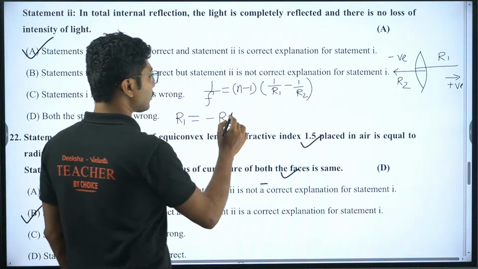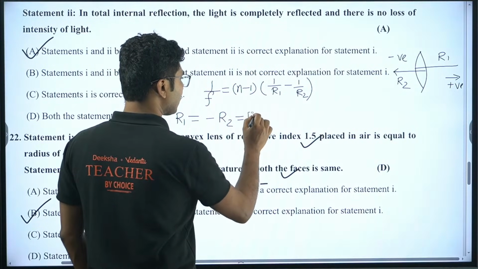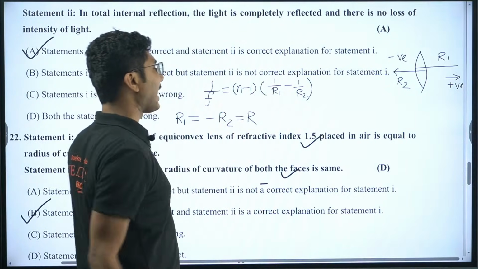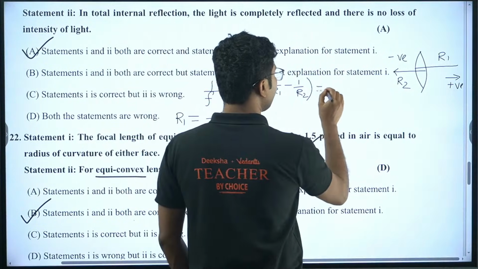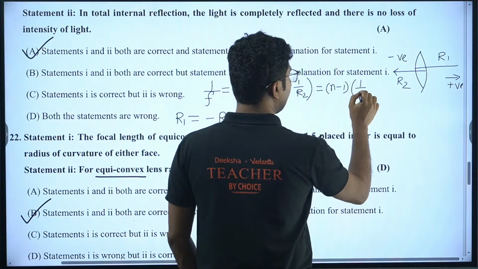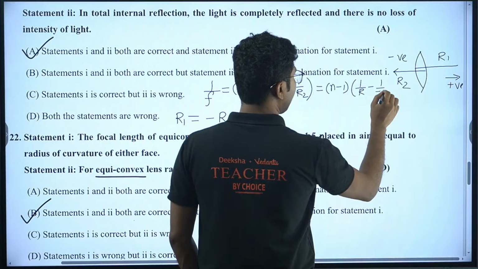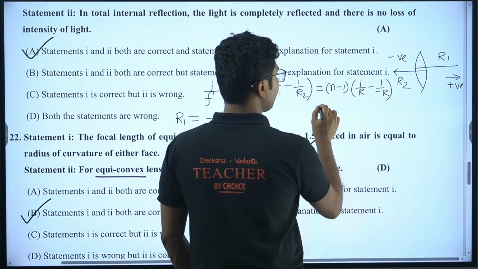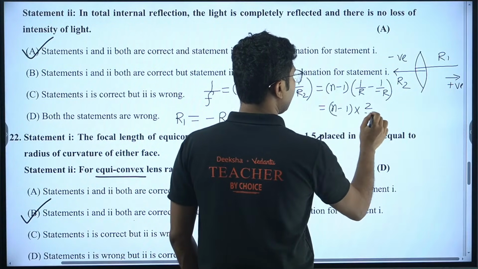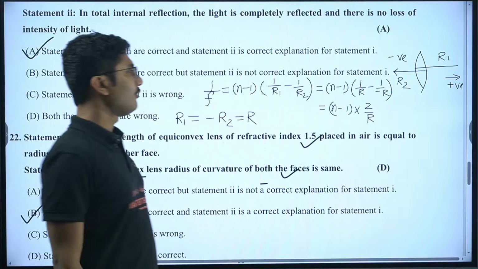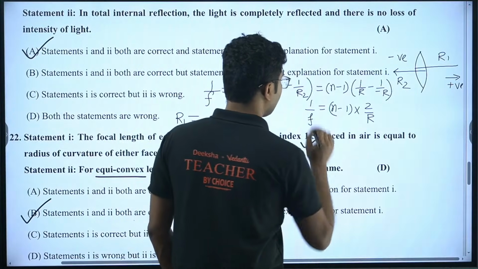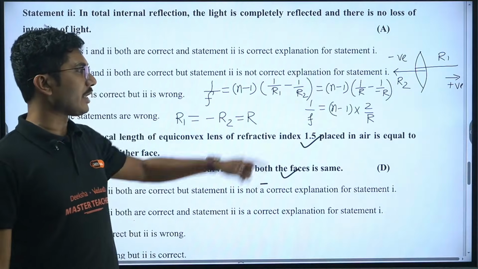Now R1 equals R2, and we say this is equal to a common value R. So if you put these values back into this equation, what you will get? You will get n minus 1 into 1 by R minus 1 by minus R. Okay, so you will get n minus 1 into 2 by R. Right, this is the formula for any equiconvex lens. Okay, any equiconvex lens you can use the formula.